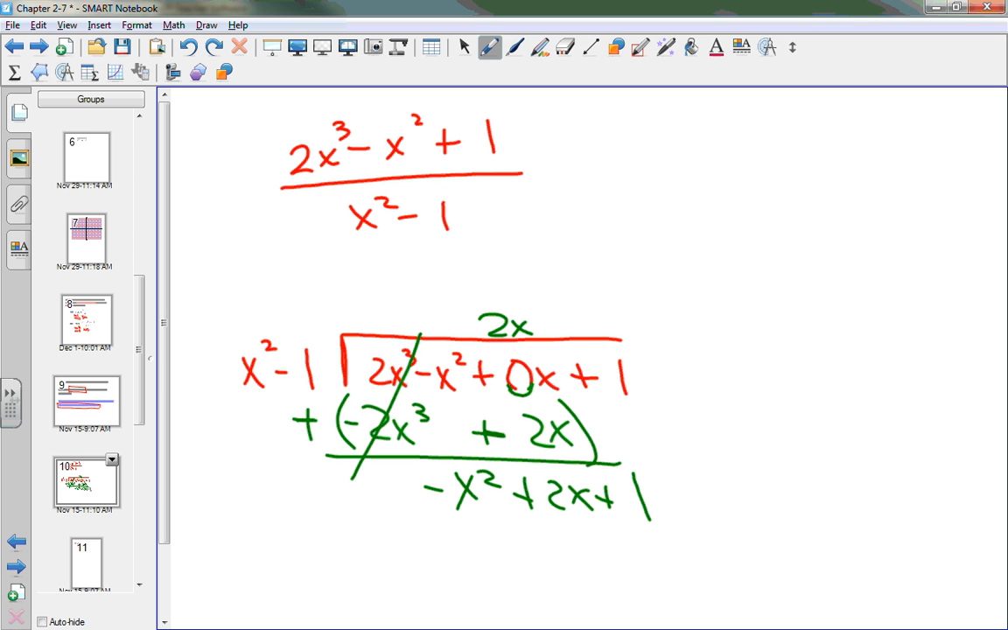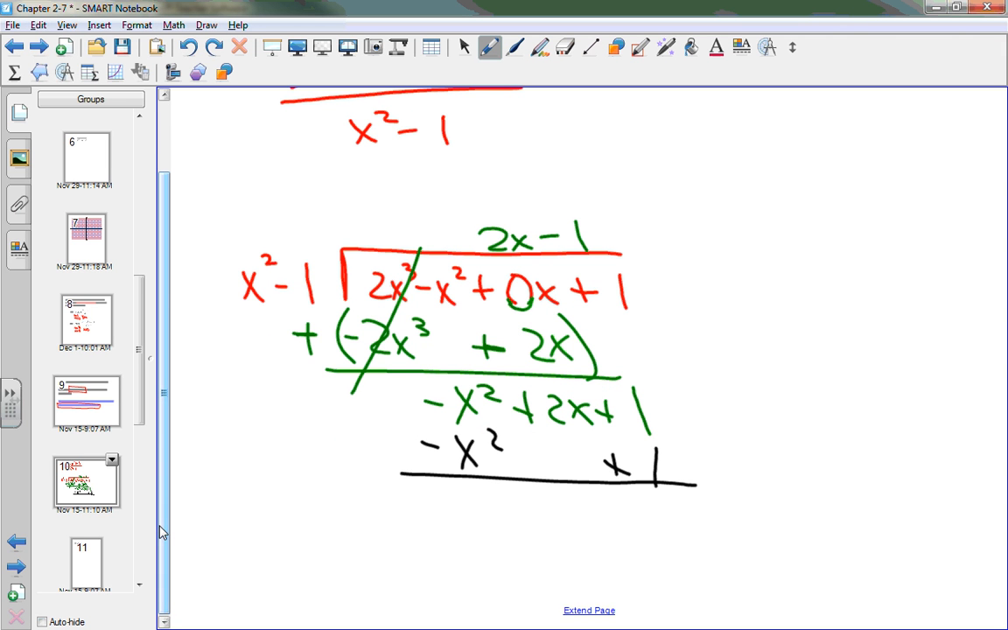Now what do I multiply x squared by to get negative x squared? A minus 1. So negative 1 times negative x squared gives me a negative x squared. Negative 1 times negative 1 gives me positive 1. Now I'm subtracting a quantity, so the signs change. That's gone. I'm left with 2x. That's it. Do I care about the remainder? No, I don't care about the remainder. What would be my slant asymptote here? Y equals 2x minus 1.